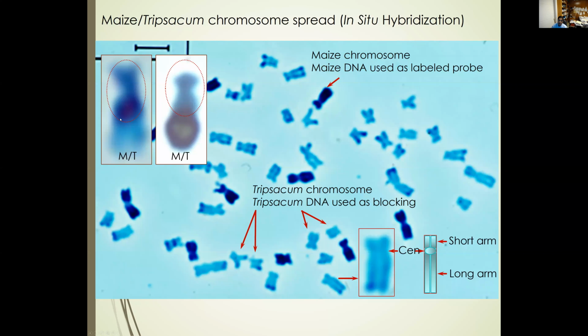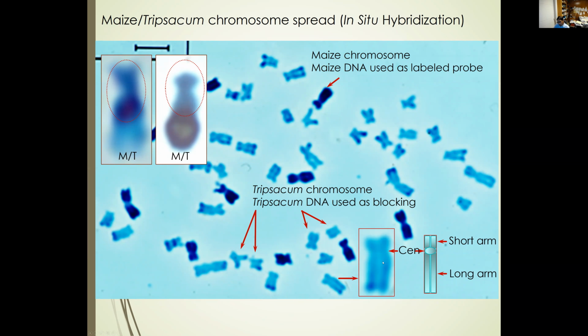And here I use tripsacum DNA as a labeled probe. And you see this is the tripsacum DNA, this is the maize DNA. And this slide is the F1 of a maize-tripsacum line. And all this bright blue are the maize chromosomes, where maize DNA was used as a labeled probe DNA. And this one is just showing an enlarged image of a tripsacum chromosome.